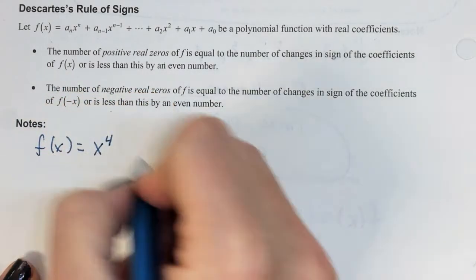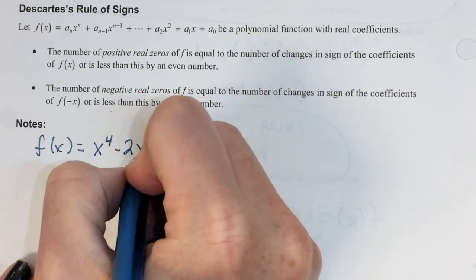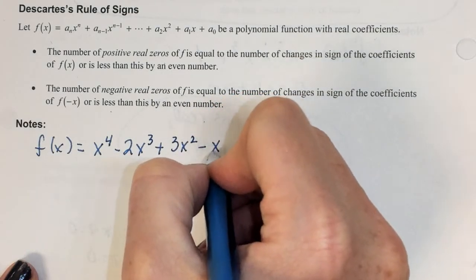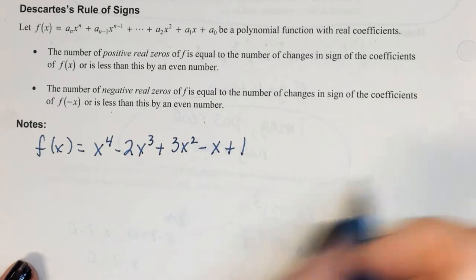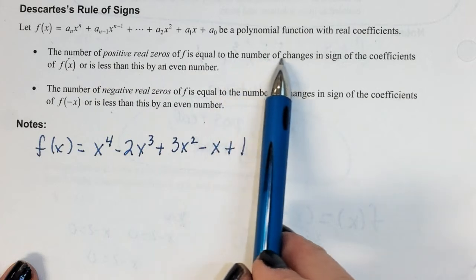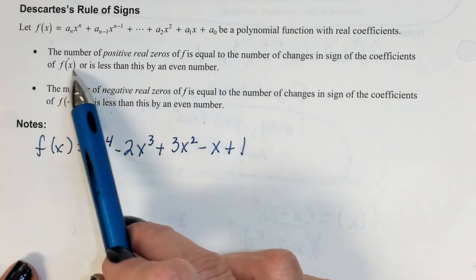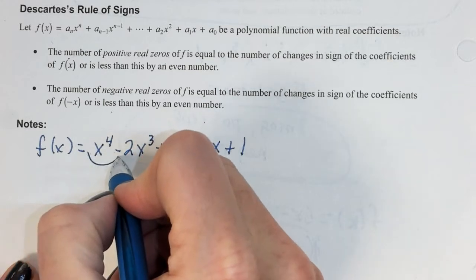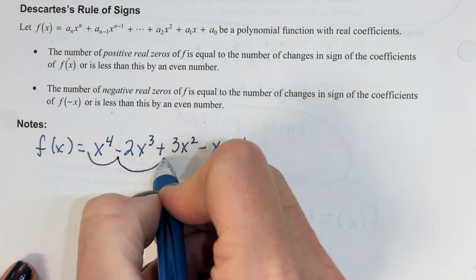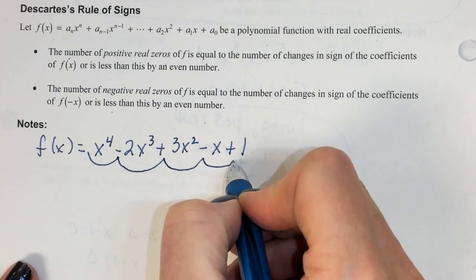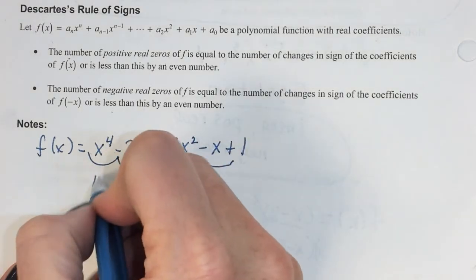Let's say we have this function, x to the 4th minus 2x to the 3rd plus 3x squared minus x plus 1. Read it again. The number of positive real zeros is equal to the number of changes in sign of the coefficients of f of x. What's this sign here, positive or negative? Then what's the next one? Did we change? That's 1 change. Are we changing here? 2 changes. Are we changing again? 3. Are we changing again? 4. So we had 4 changes.